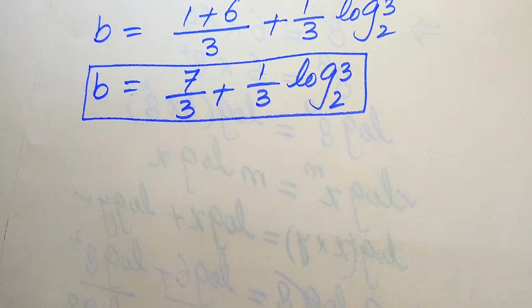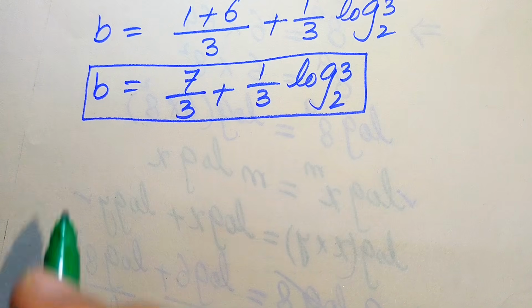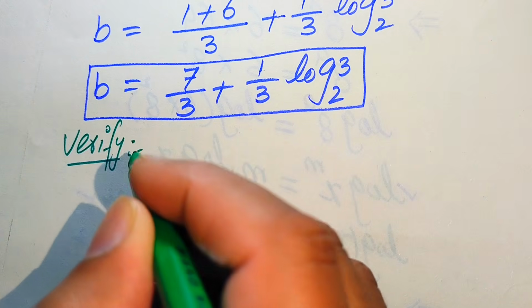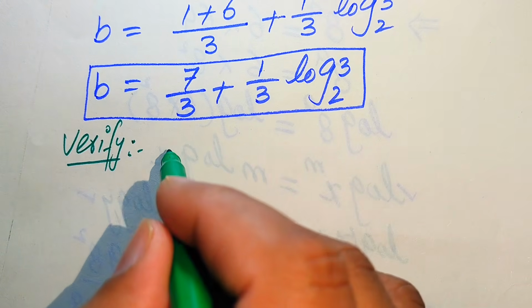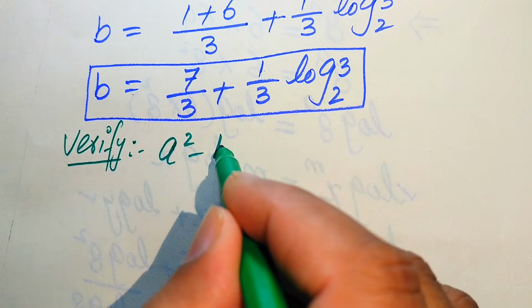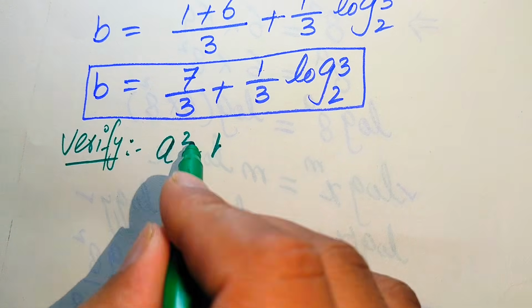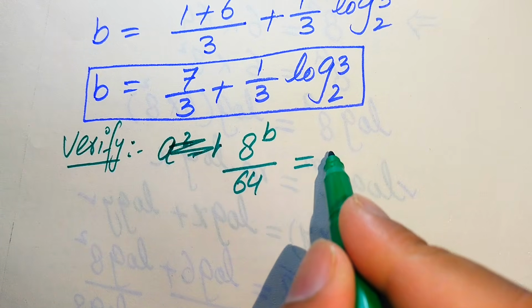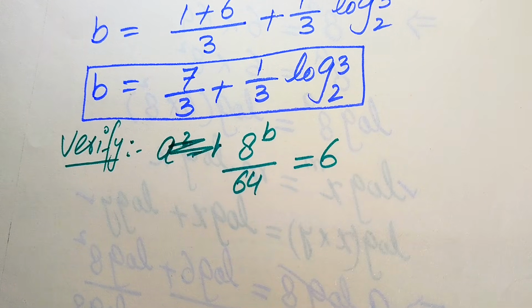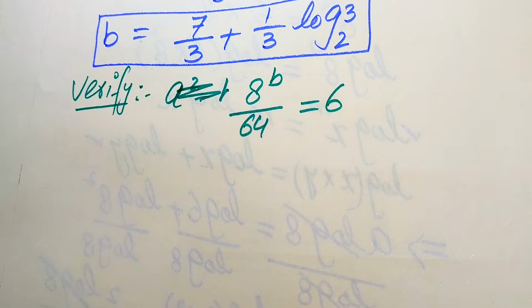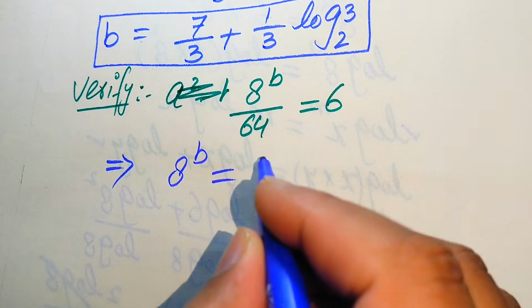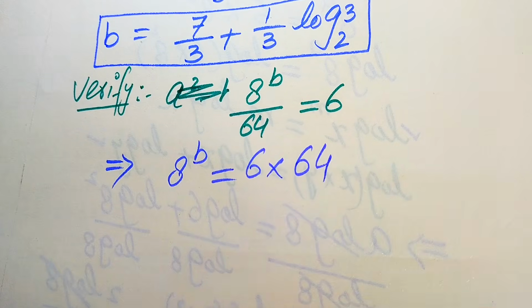we need to verify whether this value of b is the solution, or is this value of b an extraneous root. So for verification of this value, we need to copy down the given question statement here, and the given question statement is a square 8 to the power of b divided by 64 is equal to 6. This is our given question statement, and here we move this 64 from the left hand side to the right hand side, and it will be written as 8 to the power of b is equal to 6 times of 64.